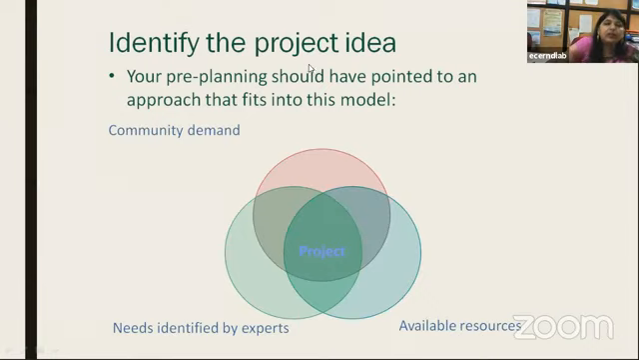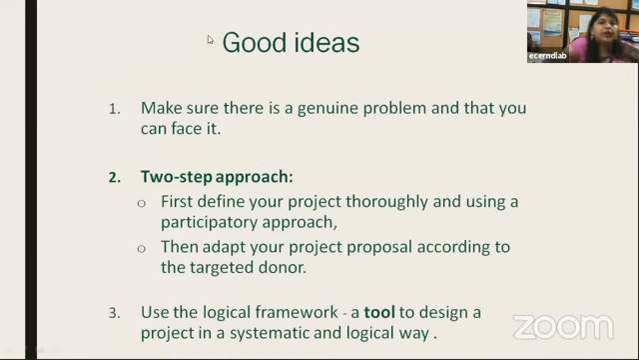So identify the project idea that your pre-planning requires. A good idea: make sure there is a genuine problem that you can solve. Two-step approach. First, define your project thoroughly using a participatory approach. Then adapt your project proposal according to the targeted donor. Very, very important. Donor means who will give you the fund. Targeted means the funding agency for which you are writing.